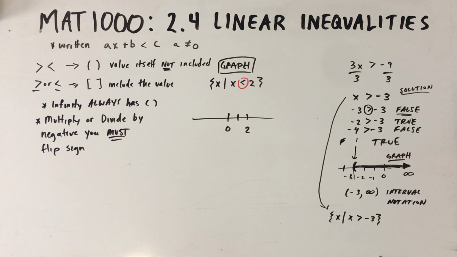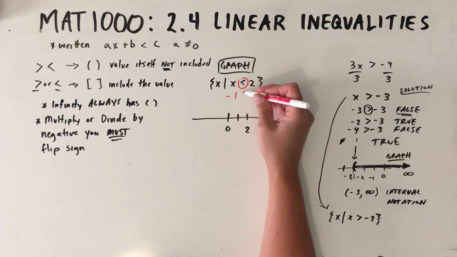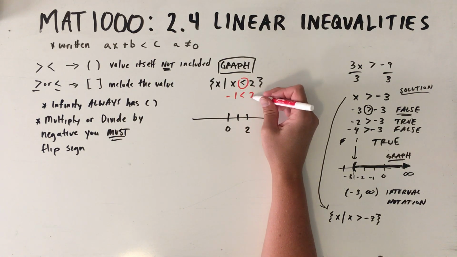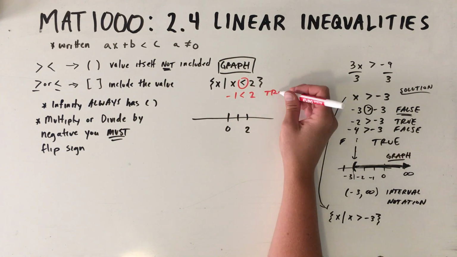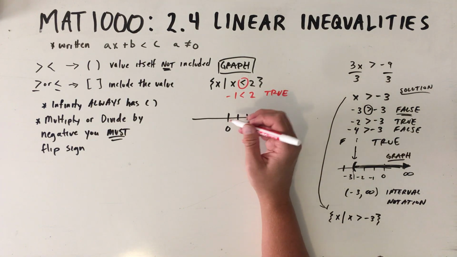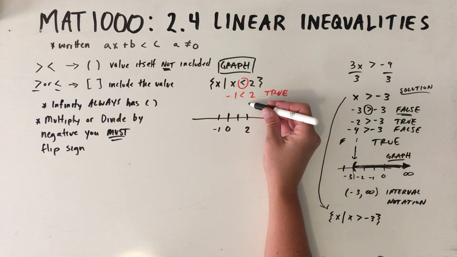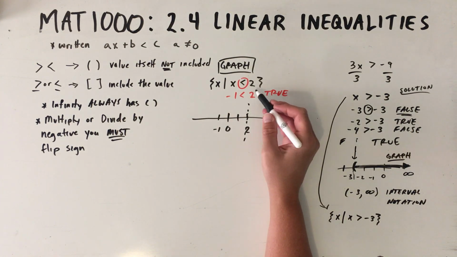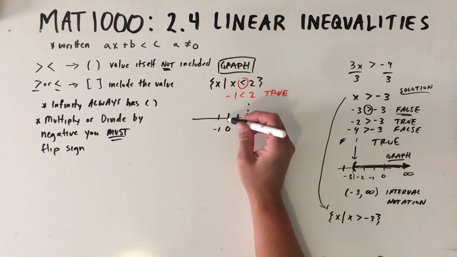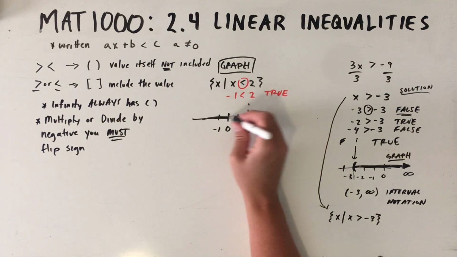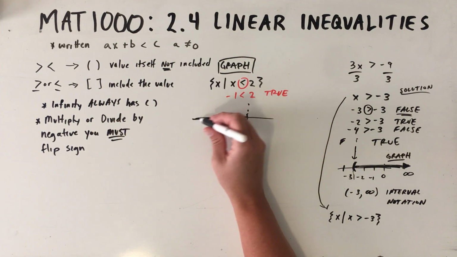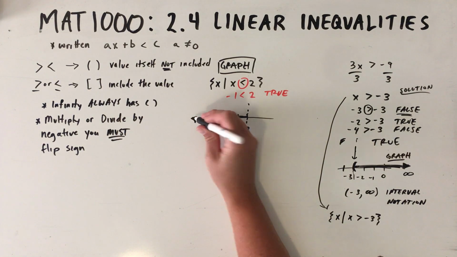And I'm looking for anything that would make this statement true. If I plug in negative 1, negative 1 is less than 2. This is true. So I'm looking at all of the values then. So we plugged in negative 1 over here. So if we have this dividing line at 2, because that's what we're comparing to, we're talking about everything this direction. This to the left is all of the stuff that's going to make this true.